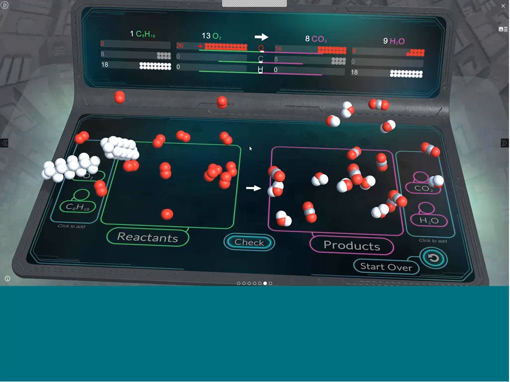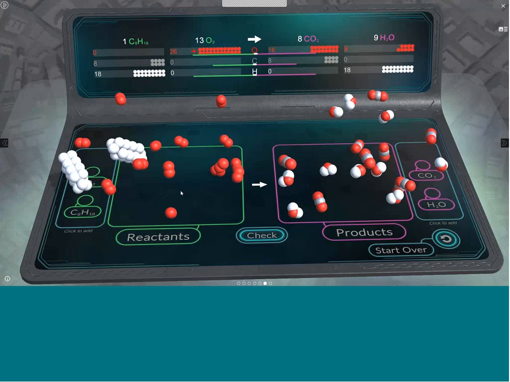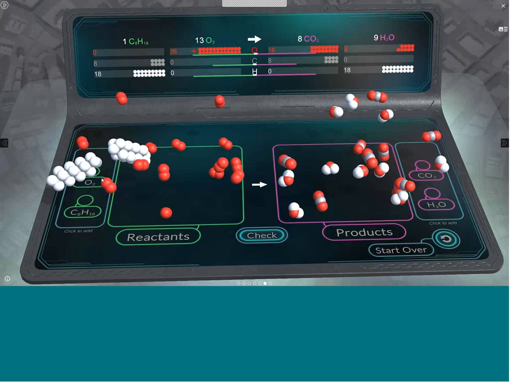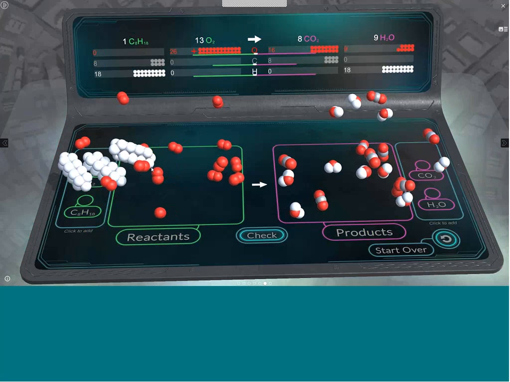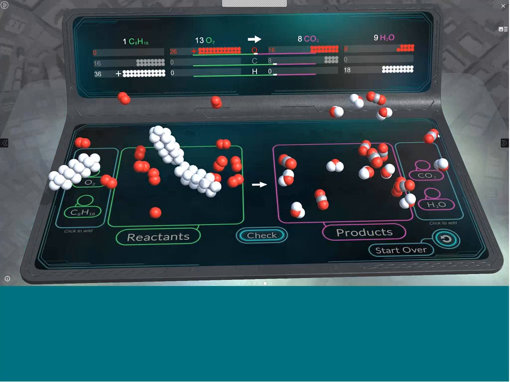So let's take a step back and think about it. What this tells me is we need to double everything. So I'm going to add another octane. I'm going to go back and balance the carbons again.